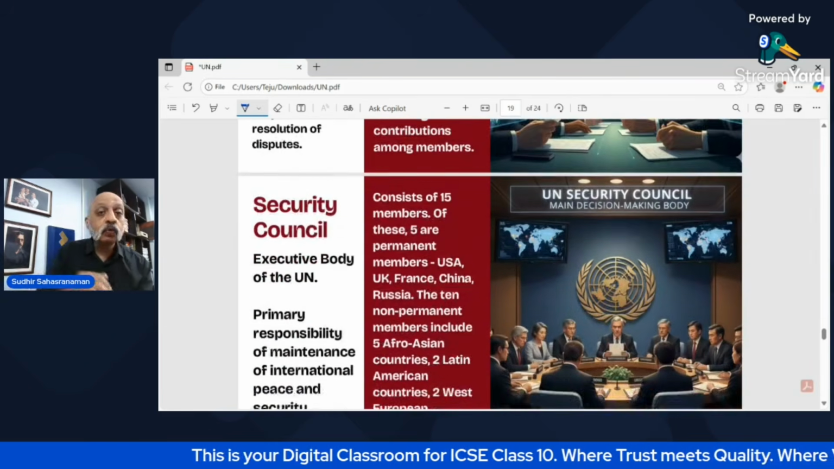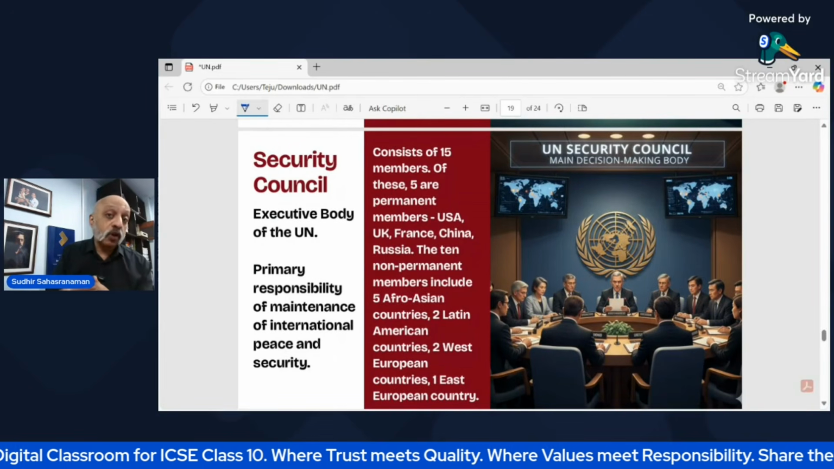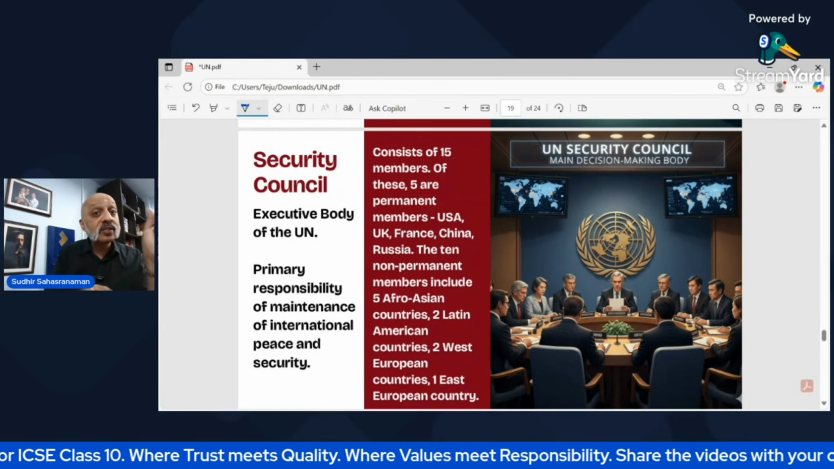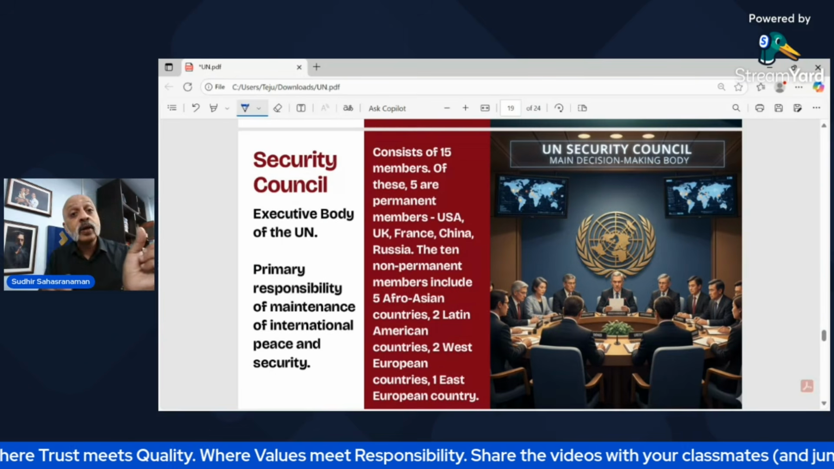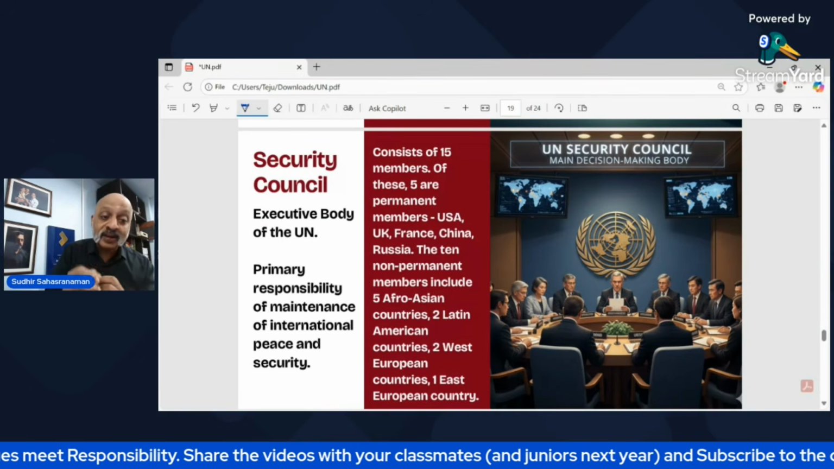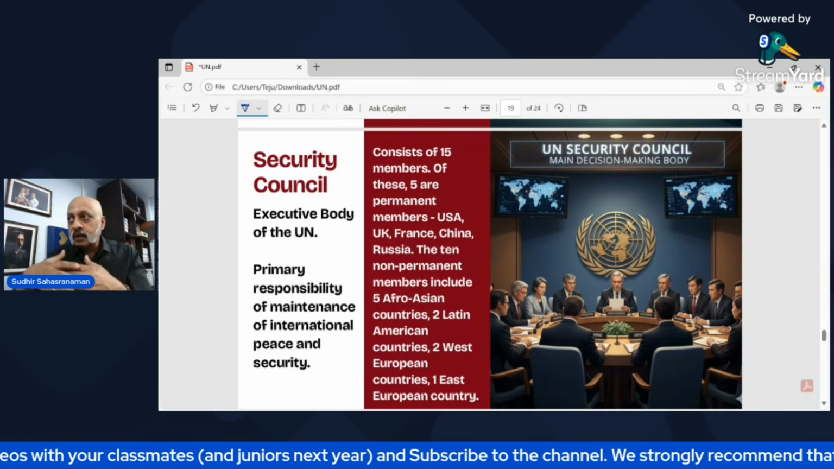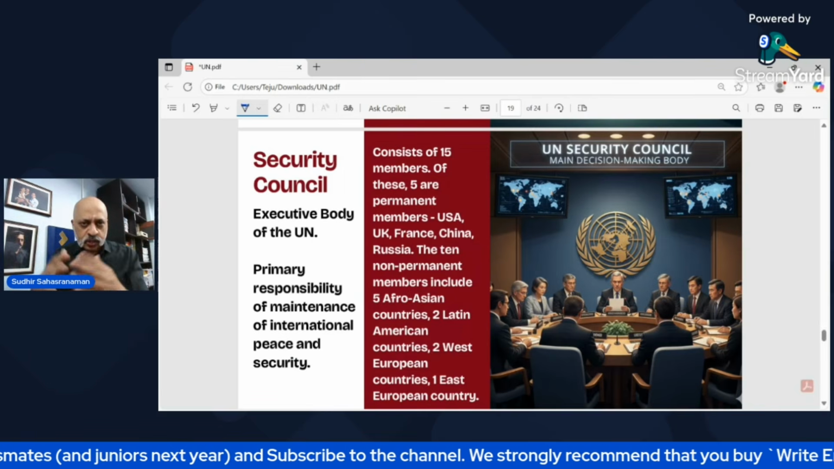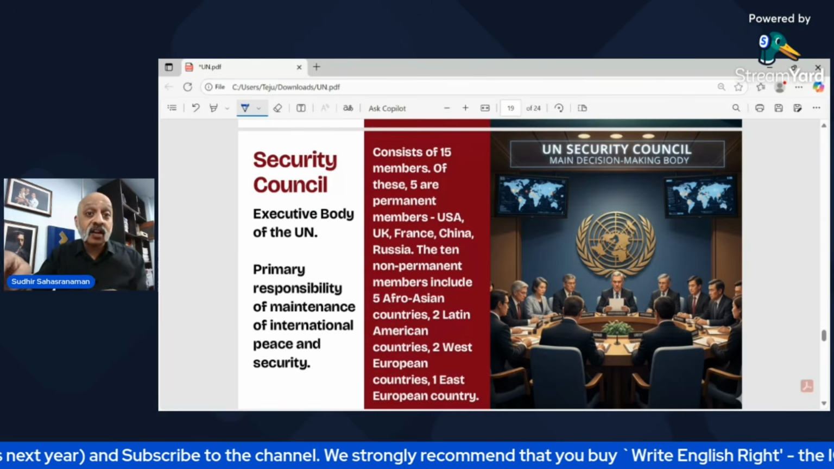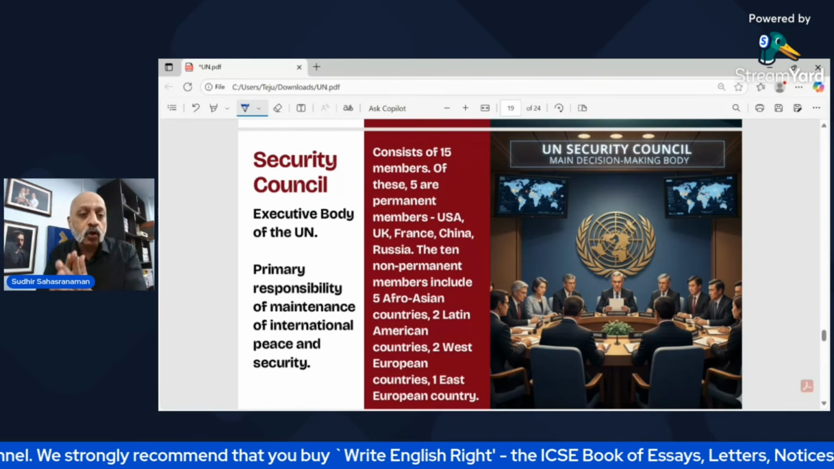Then next, let's move to the UN Security Council. This is the executive body of the United Nations. The first one was the deliberative body. This one is the executive body, and its primary responsibility is the maintenance of international peace and security. So it's like, if the General Assembly is like Parliament, which makes the decisions, the real power is in the government, like what you have studied in civics, right? So the Security Council is the executive organ.